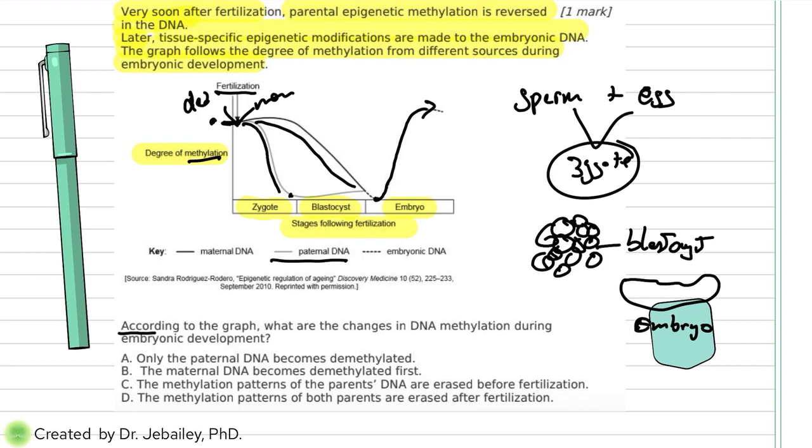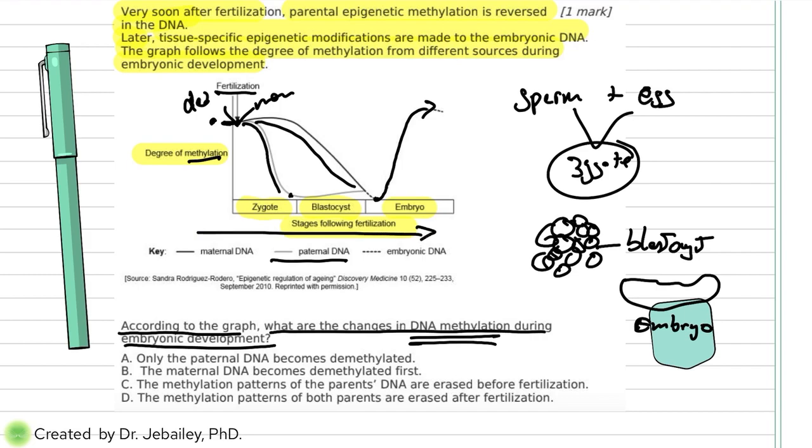So according to the graph, what are the changes in DNA methylation during the embryonic development? So they're talking about the DNA methylation and how it goes through the entire process here. So the first option says only the parental DNA becomes demethylated. That's off, so it's not true. You can see that not only dad is going down, mother is going too, so A is off.